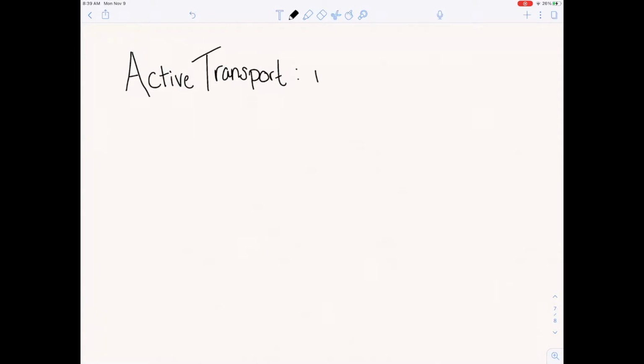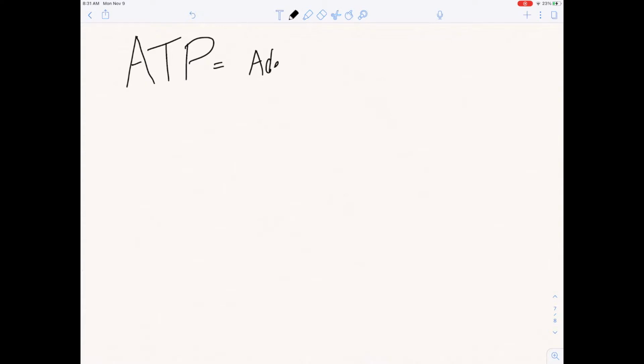Now that we've talked about passive transport, it's time to move to active transport. And the key difference between passive and active transport is that active transport requires energy. This is in the form of ATP. So let's talk about what ATP is.